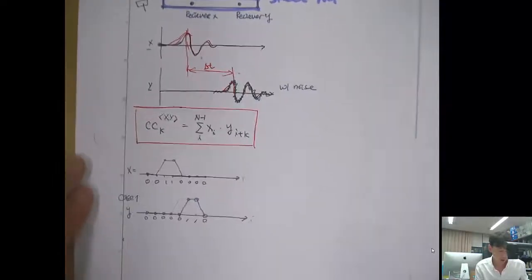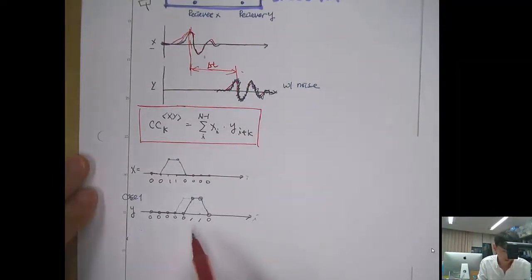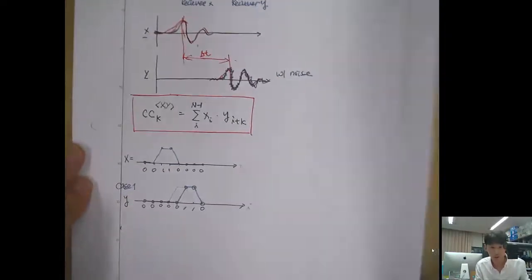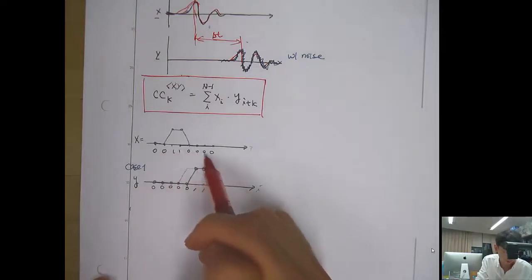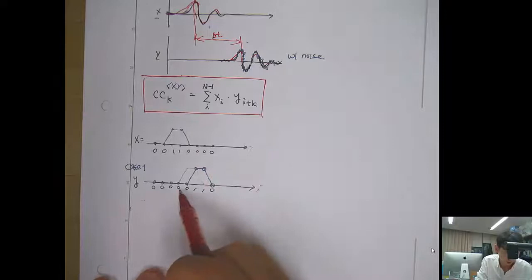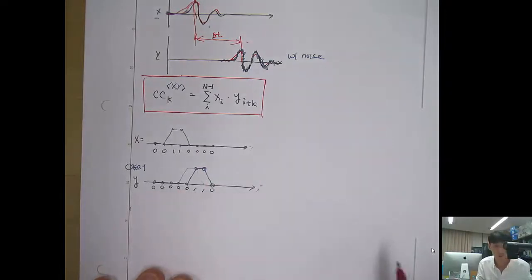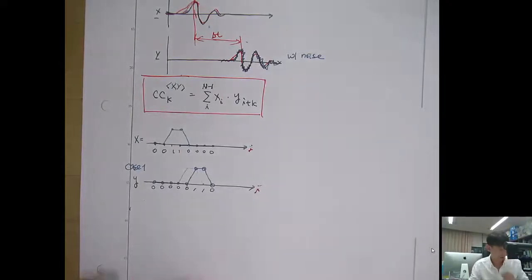So how do we do that? Let's explore the cross correlation with these two signals. Very simple. X is 0011000, and the Y is a little bit delayed, 0000110 along the i axis.